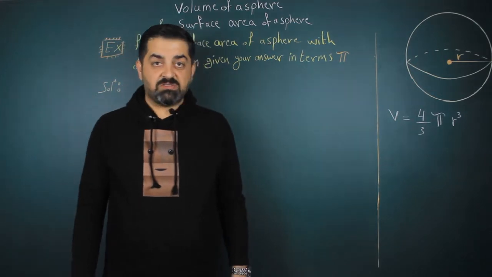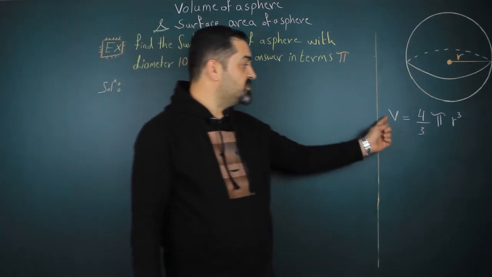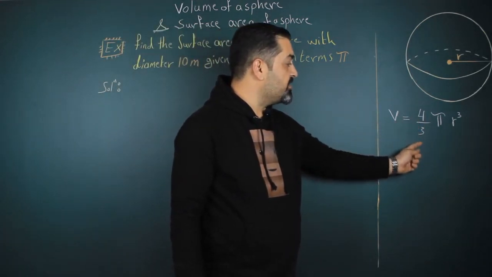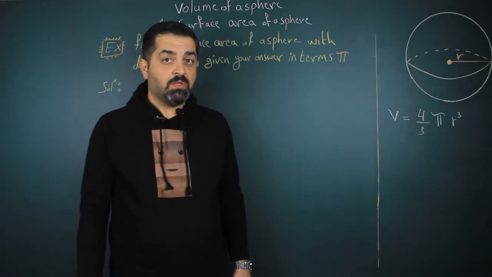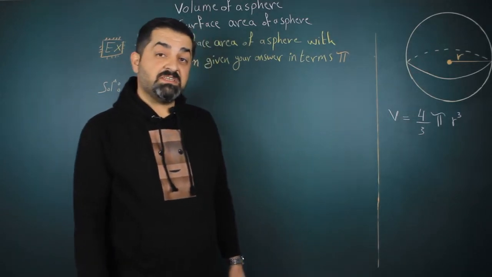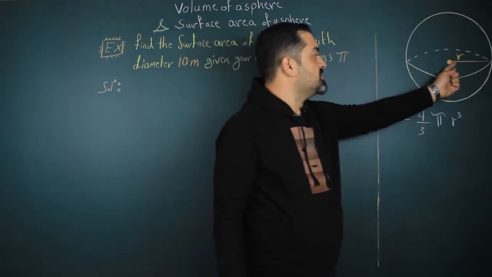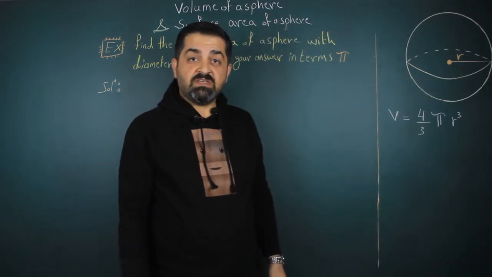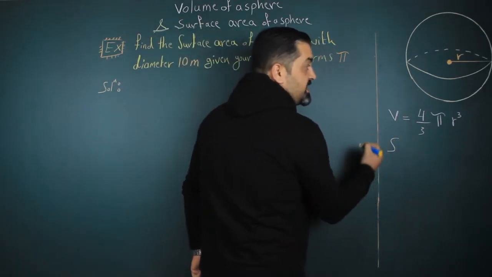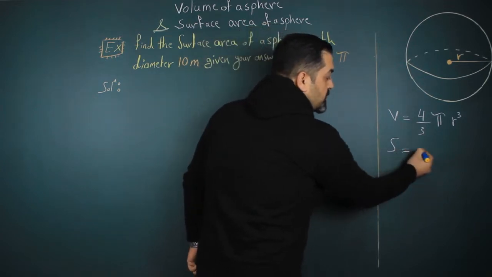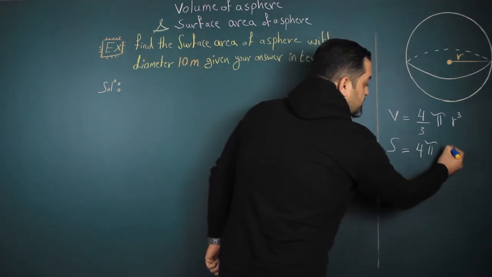In the last video, we talked about the volume of a sphere. We say the volume of a sphere is equal to 4/3 times pi times r cubed. In this video, we are going to talk about the surface area of a sphere. If you have a sphere with a radius r, the surface area of a sphere is equal to 4 times pi times r squared.